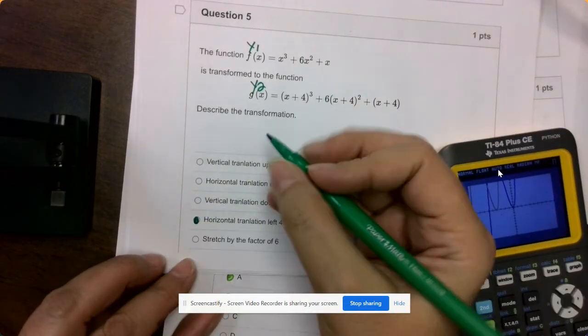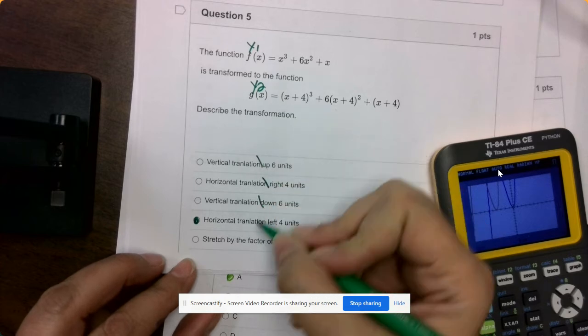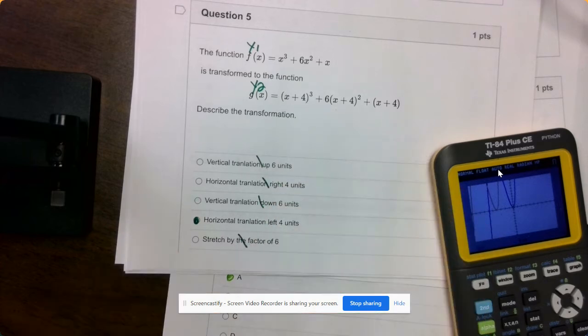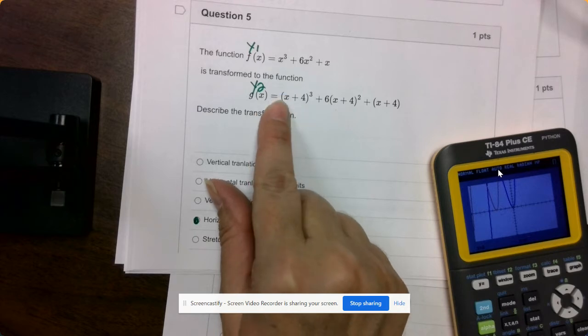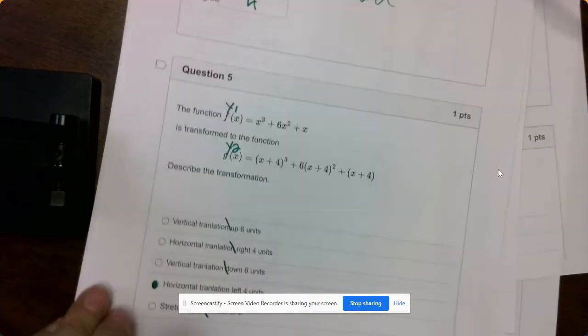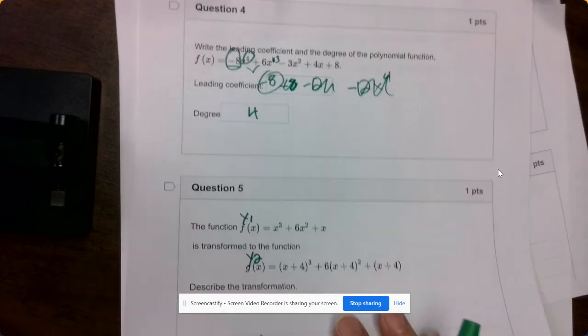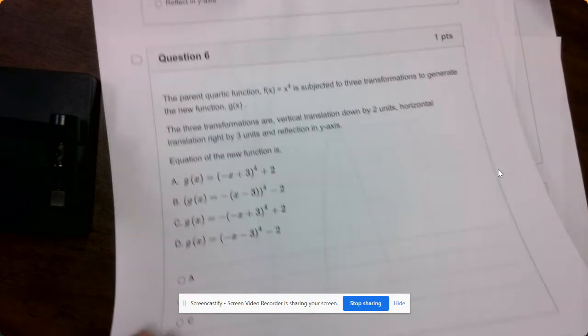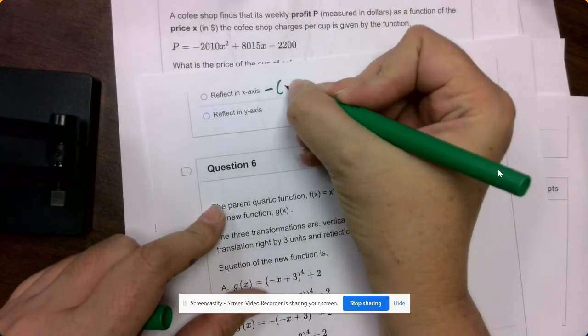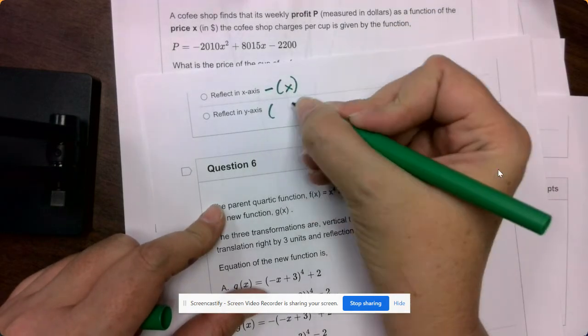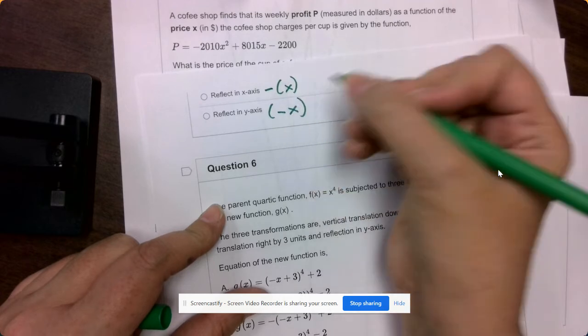It didn't go up or down, didn't go right, and it doesn't have a vertical stretch, everybody. If it had a vertical stretch, the 6 would have been put in front of here. And it's not reflected over the x-axis. If it's over the x-axis, everybody will have a negative outside the parentheses. Reflected in the y-axis, everybody, negative inside the parentheses.